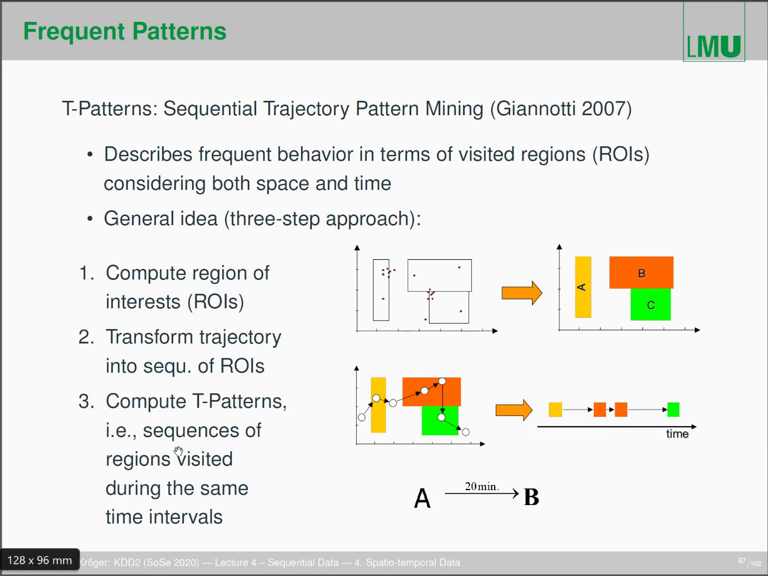And then from this representation you compute so-called T-patterns, which are sequences of regions visited during the same time intervals. So, for example, between A and B are 20 minutes, and a lot of trajectories have exactly this pattern A, B within an interval which is more or less 20 minutes. So that would be a T-pattern, saying that some trajectories visit B after A within, say, 20 minutes plus or minus 5 minutes or something like that. That would be a T-pattern in that case.